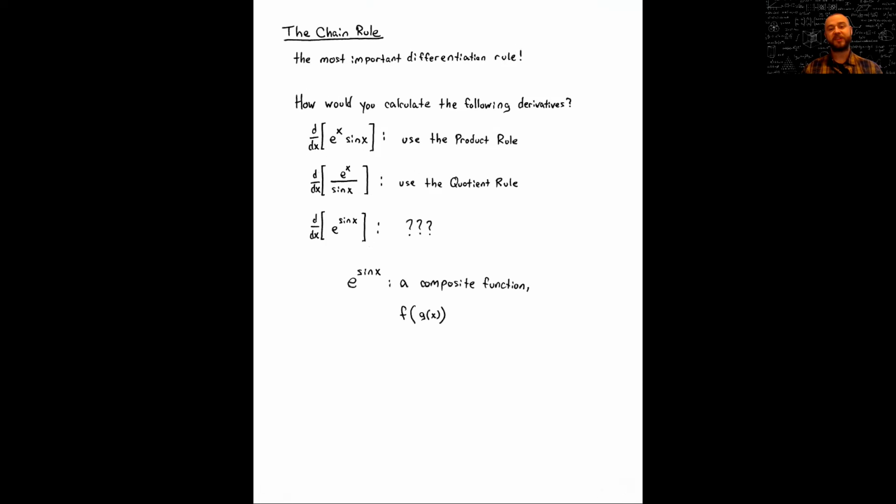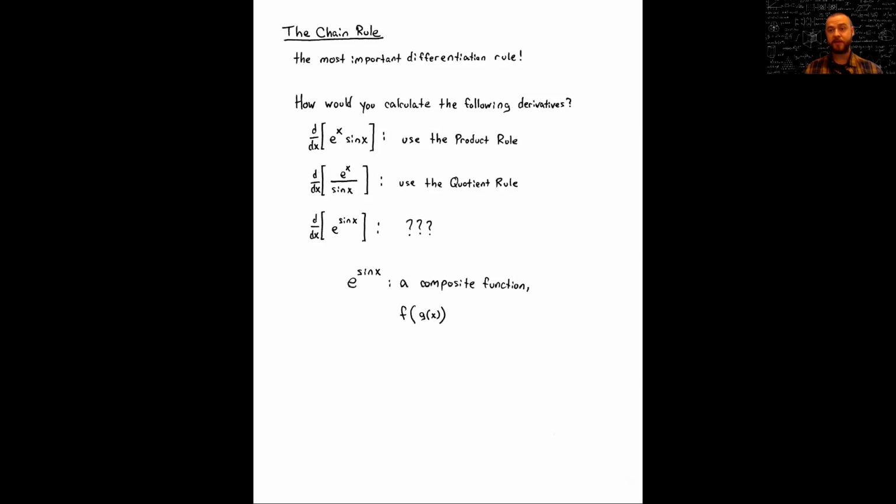Well, what do we do with this last one? E to the x and sine of x are combined, but they're combined with a unique operation for functions, what's called a composite function, where we plug one function into another. The product rule won't work for this, nor will the quotient rule. So the derivative of e raised to the sine of x is something that we currently cannot answer.